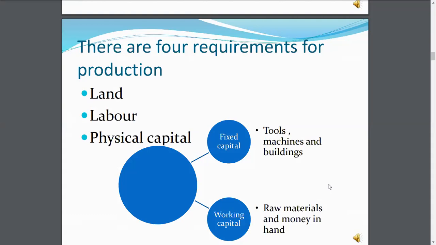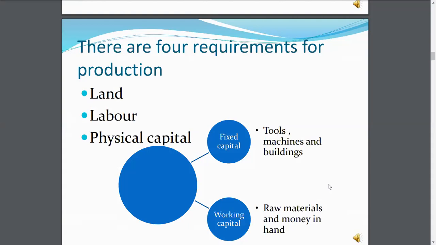Then comes physical capital. What is the meaning of physical capital? Physical capital is the variety of inputs required at every stage of production. For example, tools and raw materials are very necessary. That is physical capital: tools and raw materials, whatever is required at every stage of production.